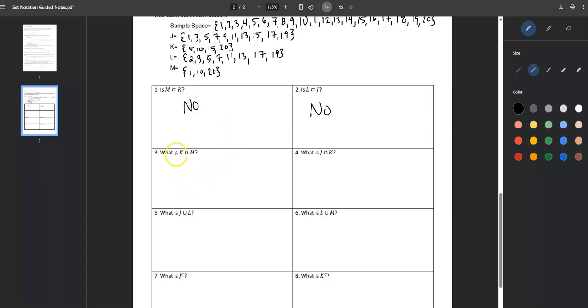All right. What is K, and then this symbol is intersection or "and."